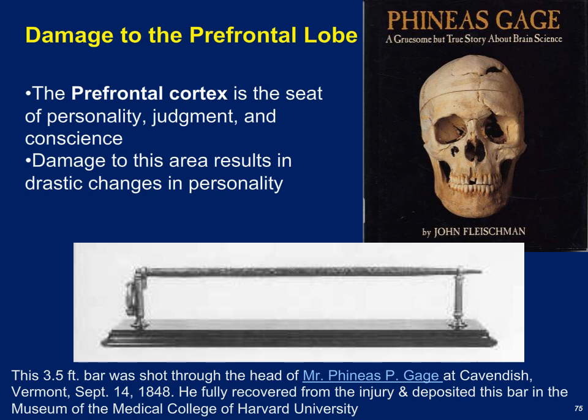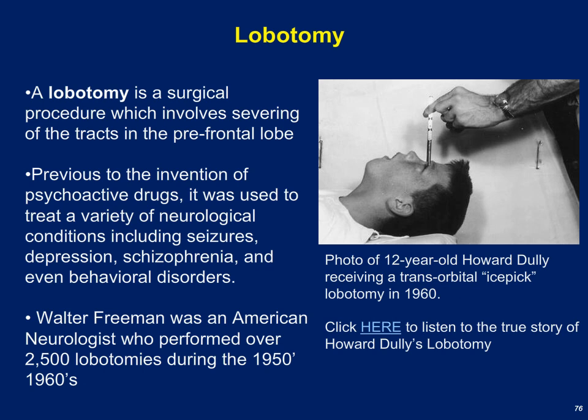So before we finish up talking about the frontal lobe, we should talk about the lobotomy. A lobotomy is a surgical procedure which involves the intentional severing of several of the tracts within the prefrontal cortex. And this was a surgical procedure that was used back in the 1950s, 1960s, previous to the invention of psychoactive drugs. And so it was used to treat a variety of neurological conditions, which included seizures, schizophrenia, sometimes depression, and in the very end, even behavioral disorders.